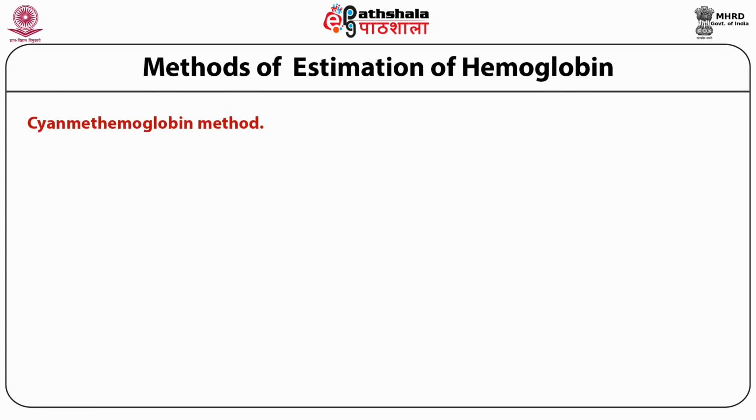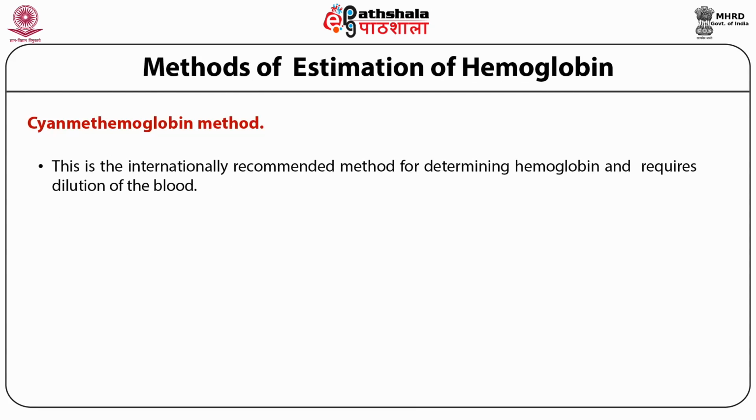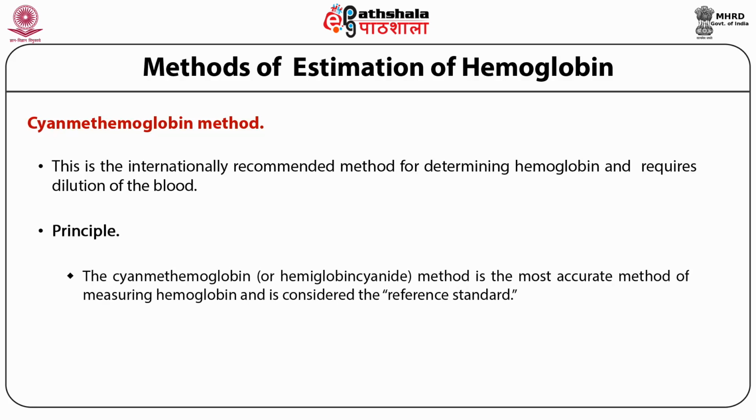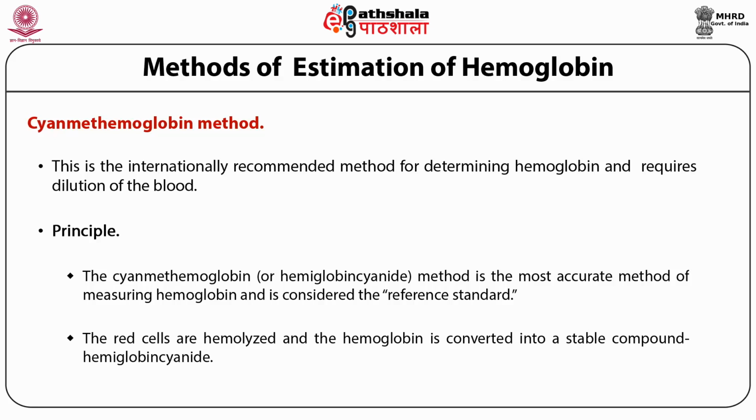The cyanmethemoglobin method is an internationally recommended method for determining hemoglobin, and it requires dilution of the blood. It is the most accurate method of measuring hemoglobin, and it is considered the reference standard. A measured sample of whole blood is added to the Drabkin's diluting fluid. The red cells are hemolyzed and the hemoglobin is converted into a stable compound, cyanmethemoglobin.